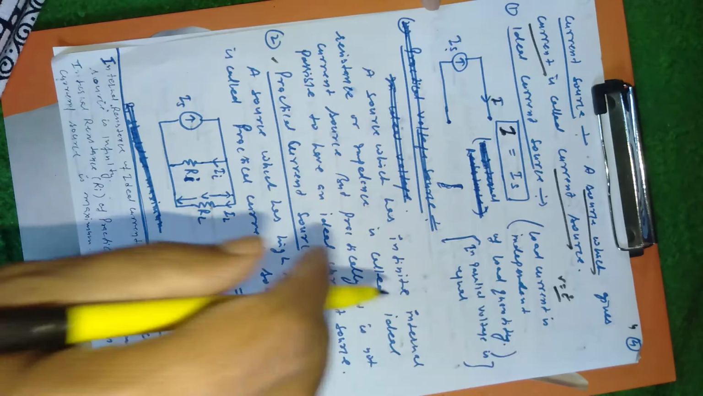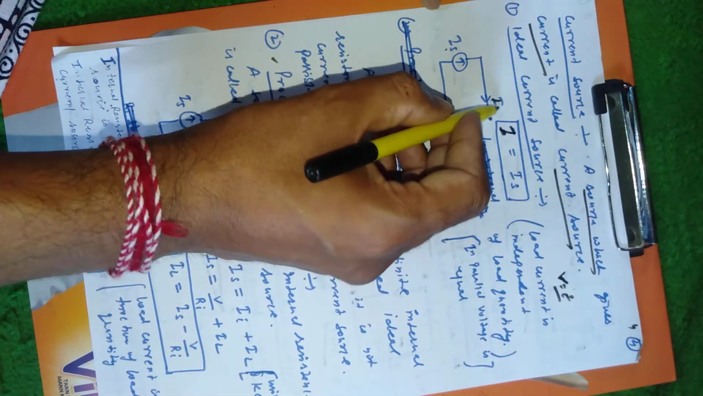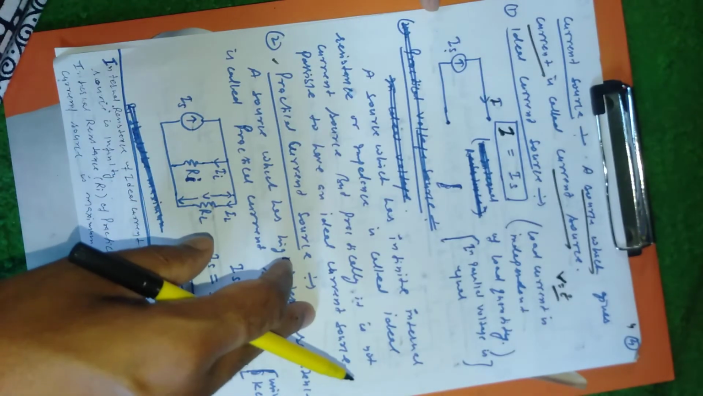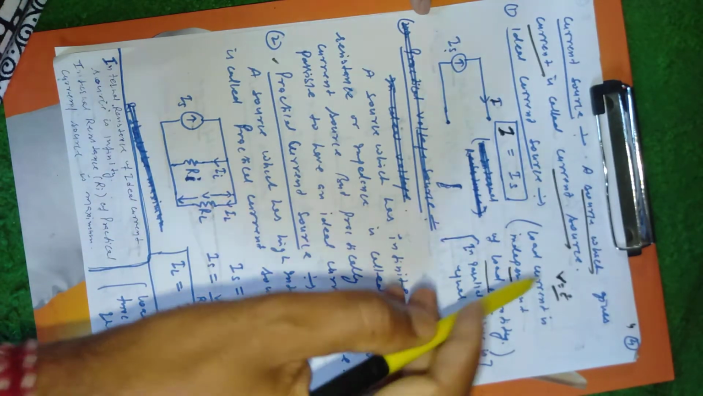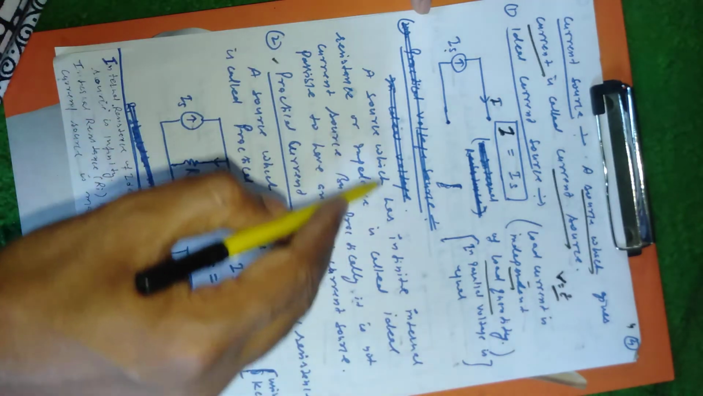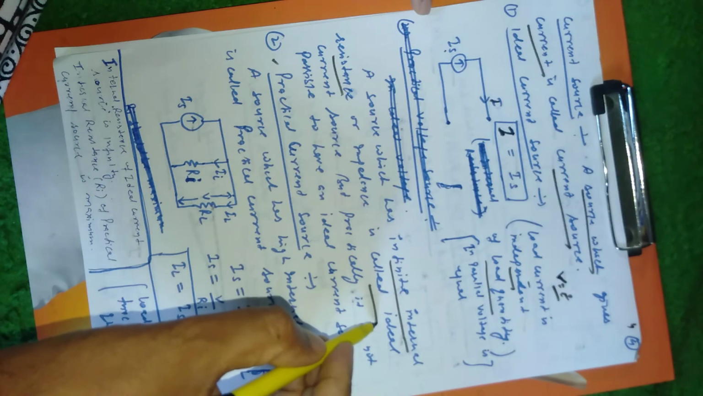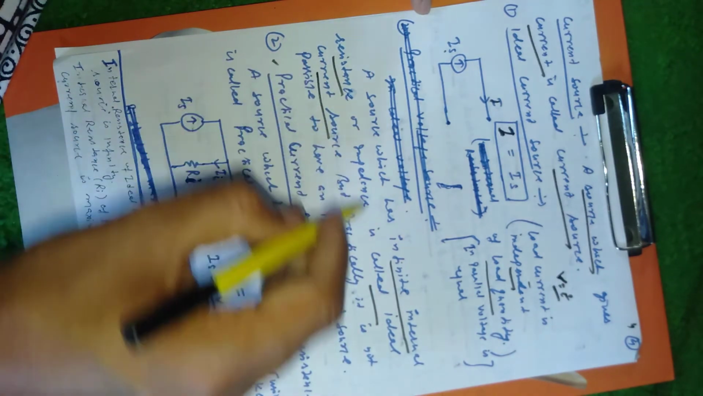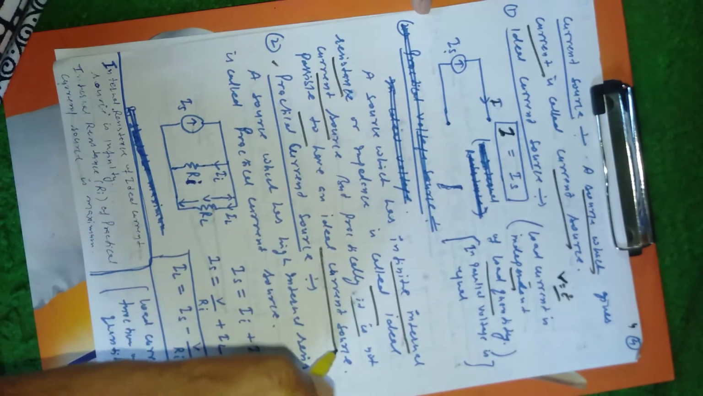Here you are talking about the current, so that is replaced with the output voltage. That is, I is equal to IS. So load current is independent of the load quantity. A source which has infinite internal resistance or impedance is called the ideal current source, but practically it is not possible to have an ideal current source.